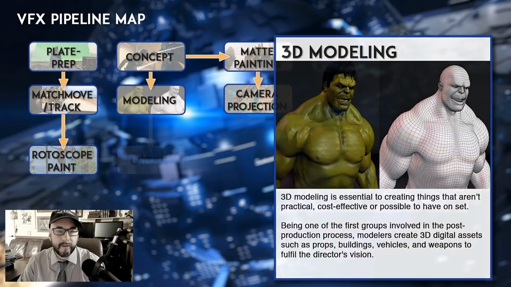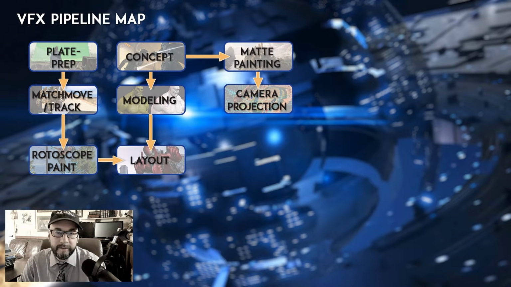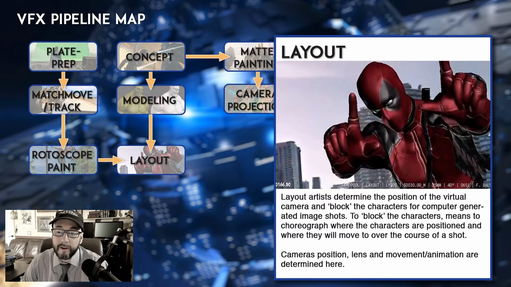While the modeling is going on, the layout department has begun its work, and the layout department really needs to wait for the match move, the tracking department, to get those CG cameras if they need to match a camera in the real world, or oftentimes they create their own camera based on their own cinematic instincts for a shot that doesn't have any real life counterpart.